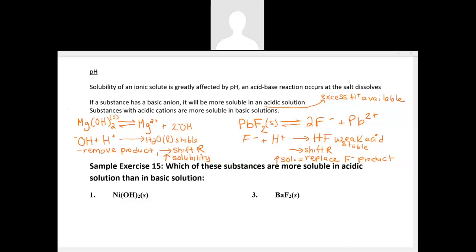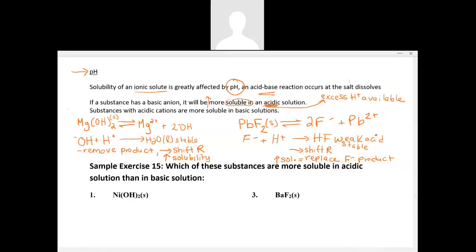In this video, we're going to look at how pH can affect the solubility of slightly soluble salts. We should note that the solubility of an ionic solute can greatly be affected by pH because an acid-base reaction will be occurring as the salt dissolves. Say we have a substance that has a basic anion, and I have a couple examples drawn out down here that show that. It's going to be more soluble, so there's an increase in solubility in acidic solutions.